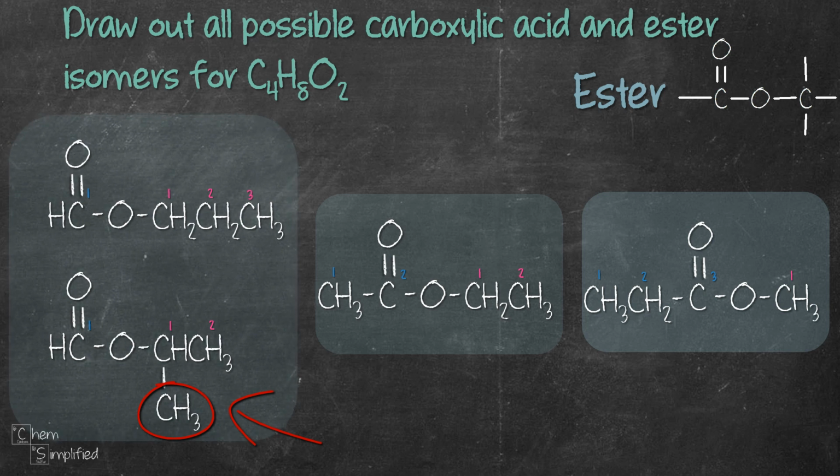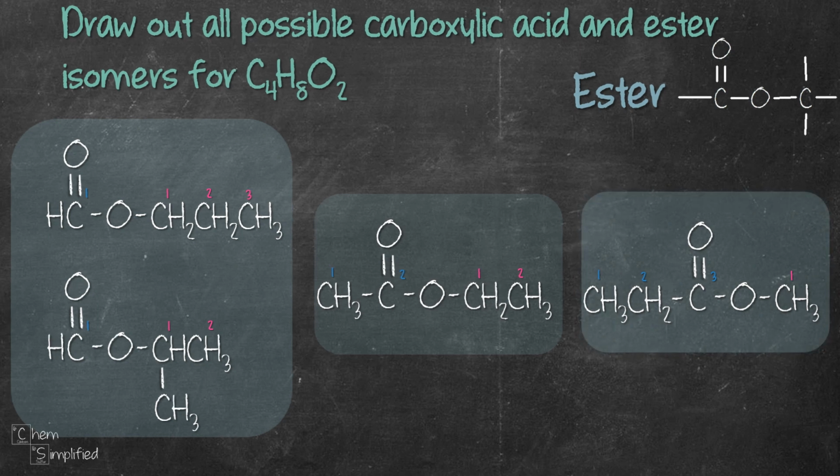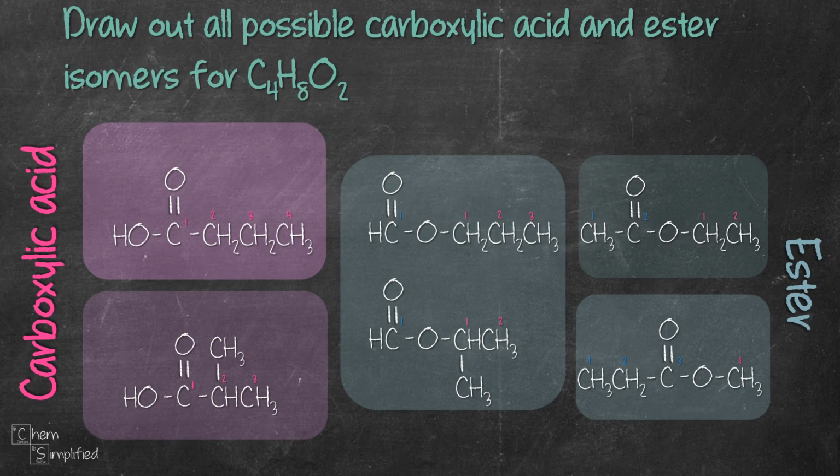Since we've exhausted this combo, we then move on to 2 carbons on the carbonyl group. Because we can't shorten the chain anymore, we then move on to 3 carbons on the carbonyl group. We can't have 4 carbons on the carbonyl group for this formula because that would have given us a carboxylic acid instead of esters. So using this systematic way, we know that we have drawn out all possible isomers for ester. To recap, we have drawn out a total of 2 carboxylic acids and 4 esters for C4H8O2.